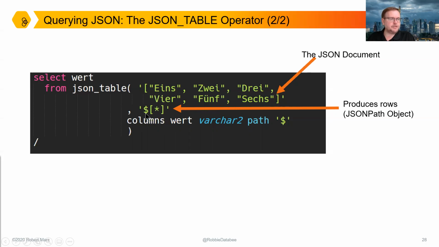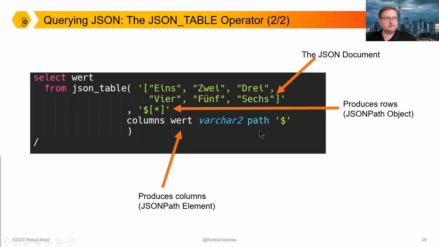The next operator produces your rows. So we are saying, give me a row for every element inside this array here. And then we have the column expressions, and there we say, okay, generate me a column called Wert, which is the German word for value. The data type and the path. So the path is very simple. Just give me the document back here.